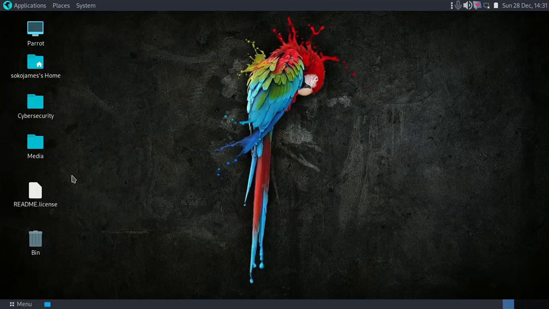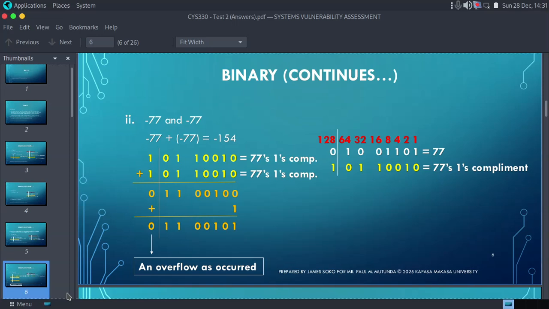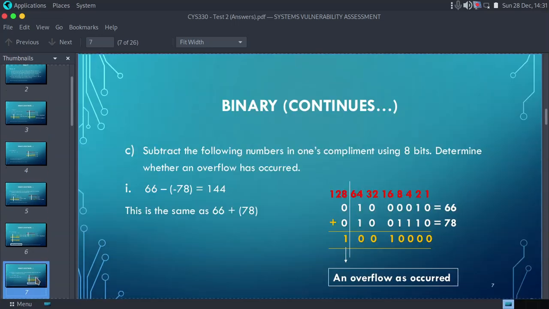Okay, so now we continue with our CYS330 test 2. Now let's see the next question. The next question says subtract the following numbers in 1's complement using 8 bits. Okay, now at least we are moving to subtraction. So we are given 66 minus negative 78.